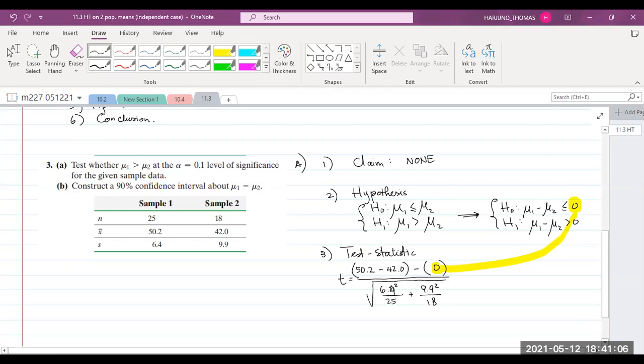Now learn to use your calculator. Learn to use your calculator. You should get this number: 50.2 minus 42, that's for the numerator. I get 8.2 divided by the square root of 6.2 squared over 25 plus 9.9 squared over 18. You should get this number, 3.08101.